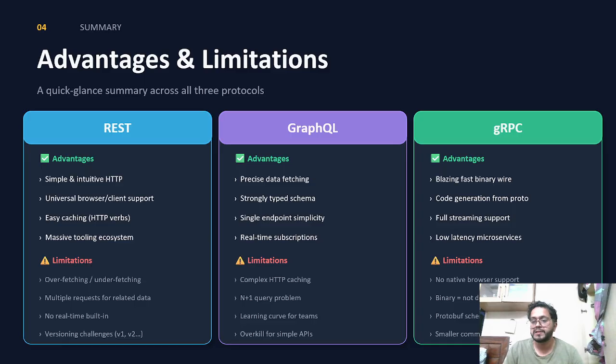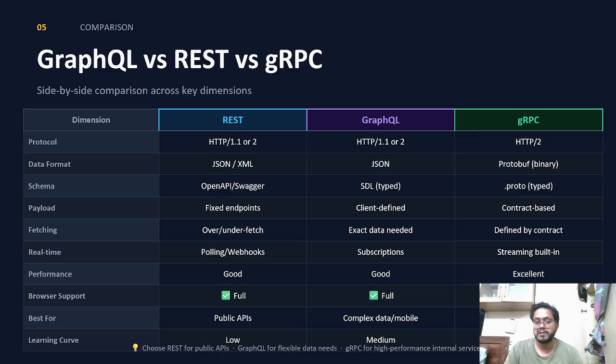gRPC: blazing fast binary wire, code generation from proto, full streaming support, low latency microservices. Limitations: no native browser support, binary is not debuggable raw, protobuf schema required, smaller community than REST.